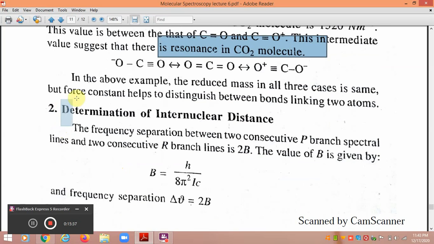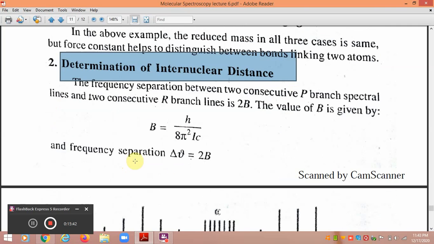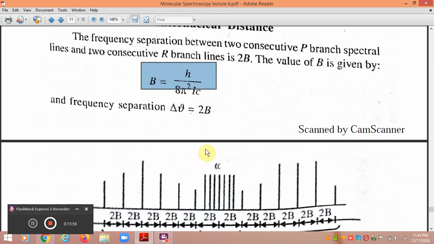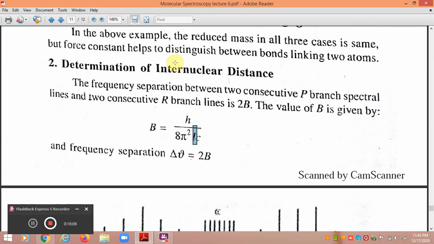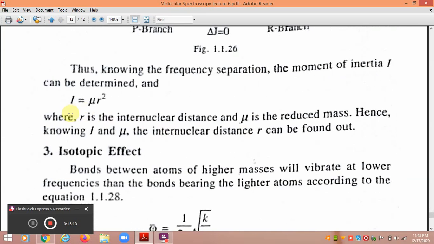The vibration rotation spectra is also used to determine the internuclear distance between the atoms. The frequency separation between two consecutive P branch or R branch lines is given by 2B, where B is equal to h upon 8 pi square I c. Delta mu is equal to 2B, and definitely from this we will be able to calculate the I, and from the I we will be able to calculate the internuclear distance small r. This is very simple by this equation.